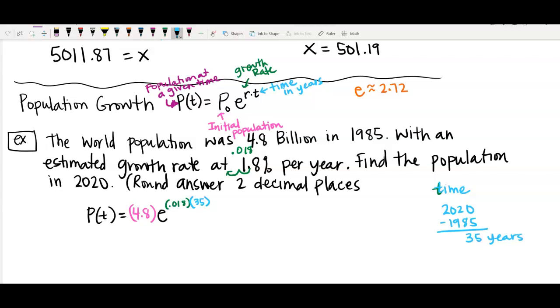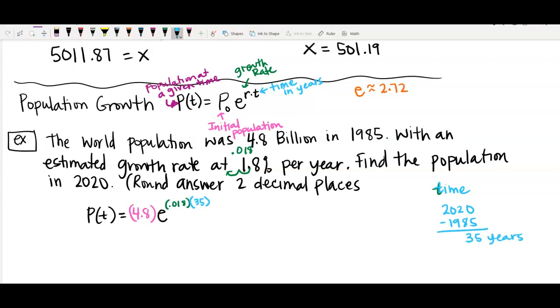Is everybody okay with what I put in there and why I put that in there? Speak up if you're not quite sure.